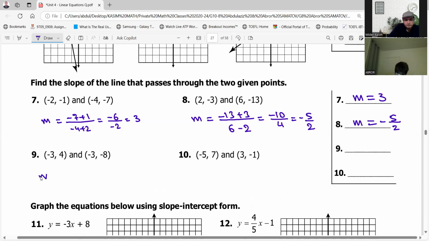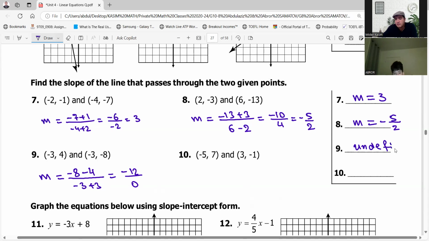Now calculate 9. -8 minus 4 over -3 plus 3. What is -8 minus 4? -12. And -3 plus 3? 0. So we cannot divide by 0, right? So the slope is undefined. Number 10? -1 minus 7.